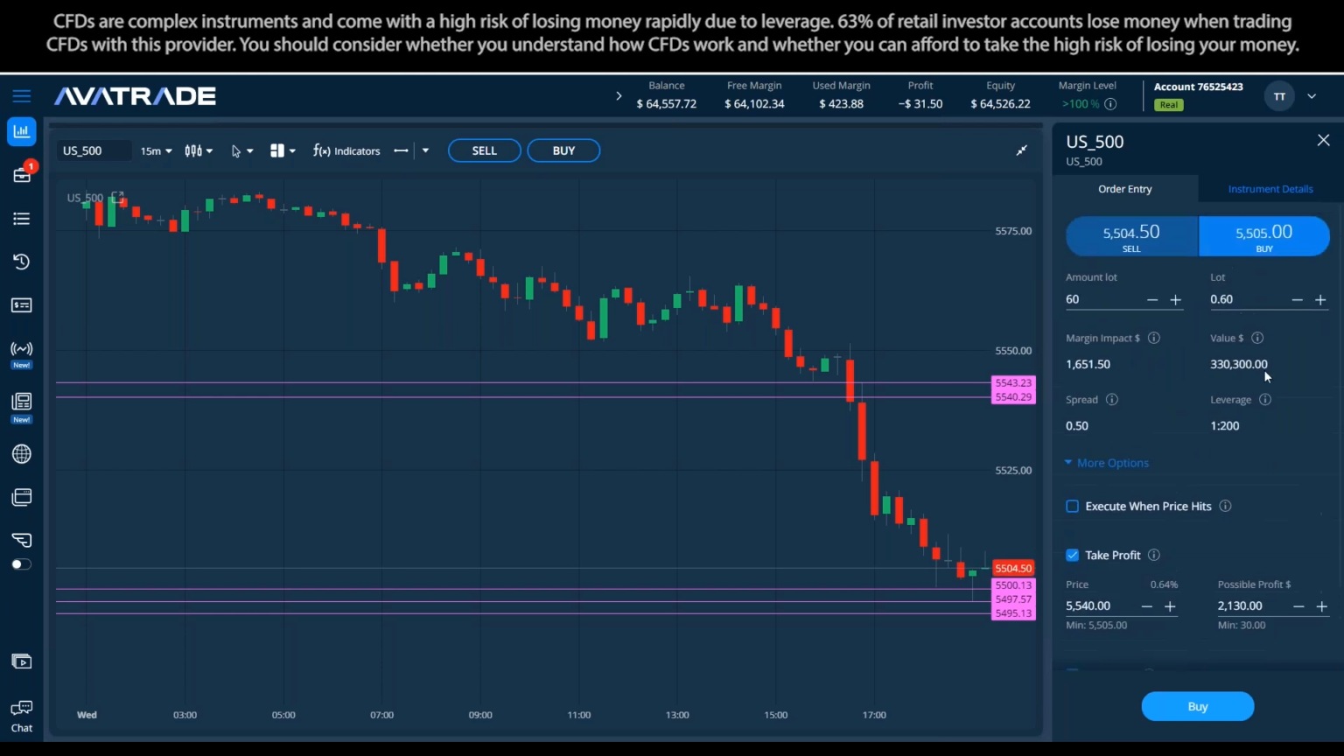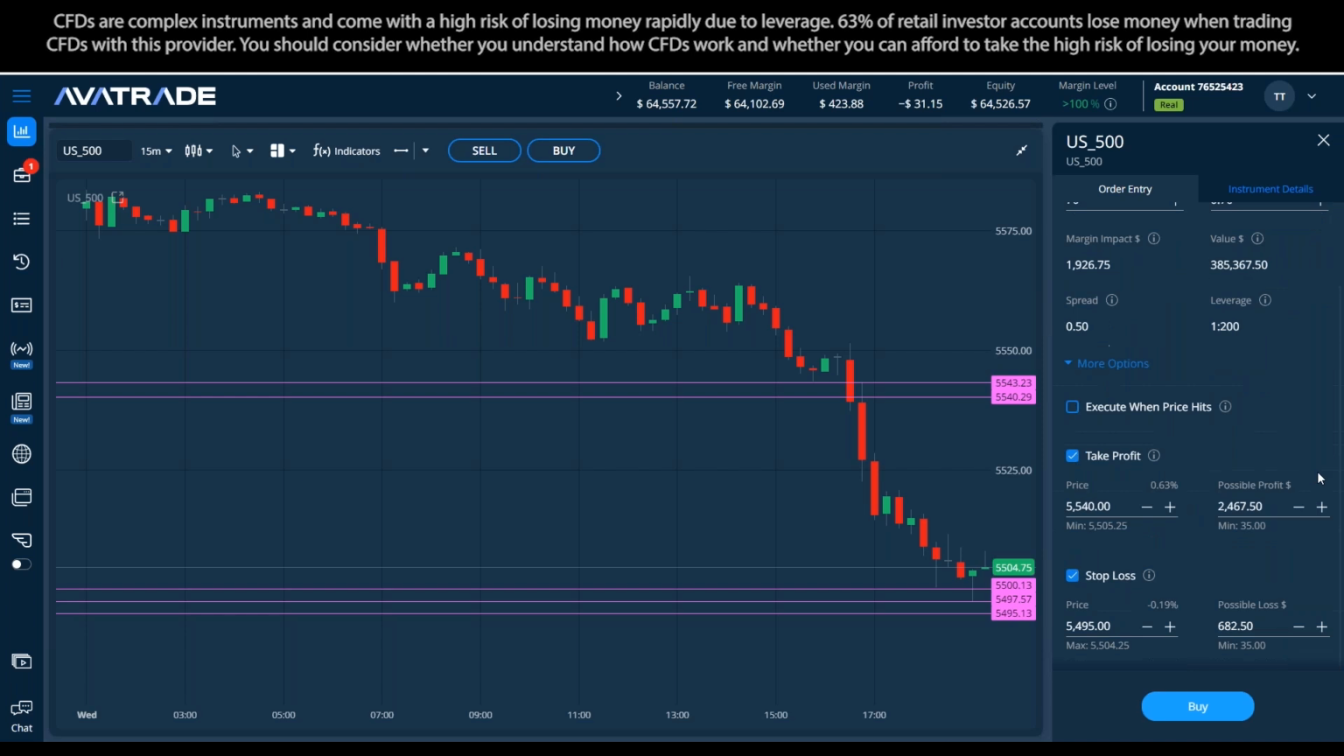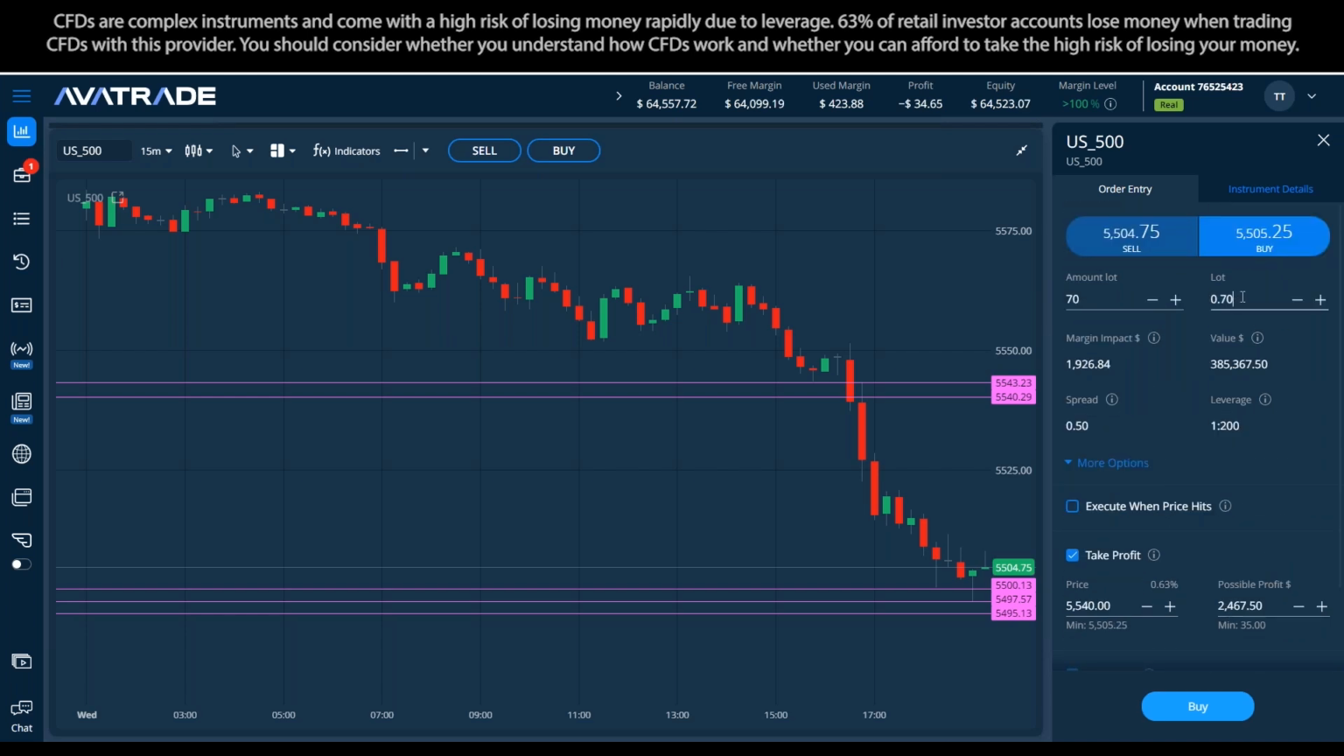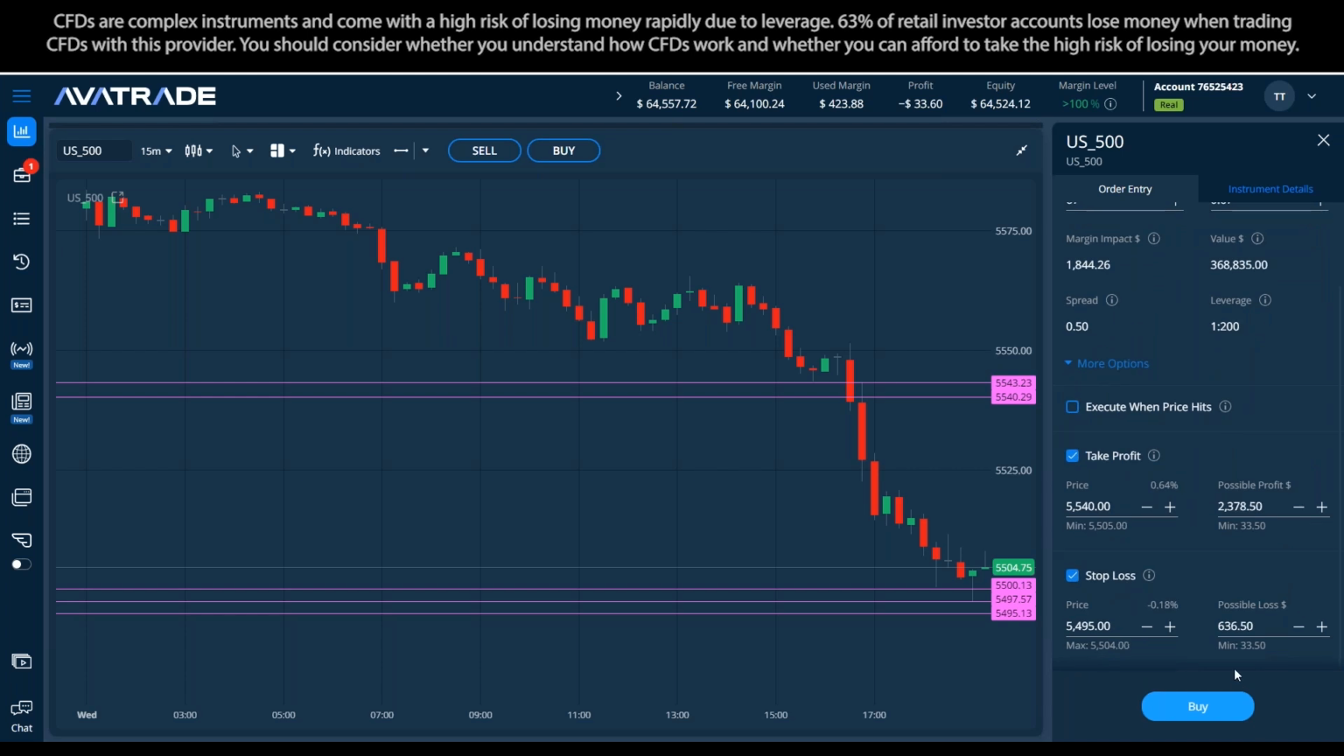I'm risking almost 600, a little more than 1% of my balance. 0.67, should be pretty close. Okay, 636, little less than 1% of my balance to go after almost 4 times that potential profit.